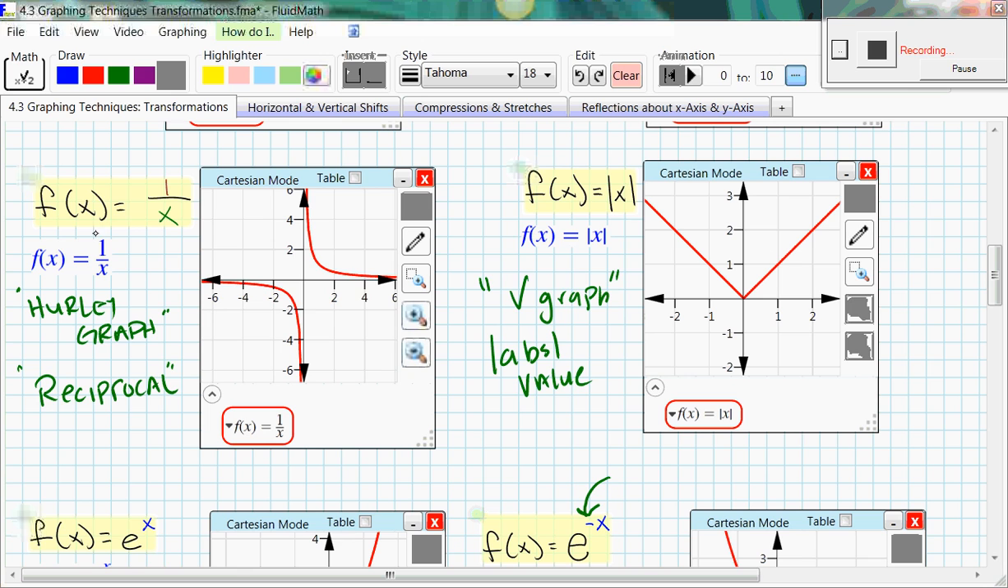The next graph that we're going to do, the next function, is f of x equals 1 over x. So 1 over x is called the reciprocal function. Here is the picture that's associated to the reciprocal function. Okay, and I'm calling this the Hurley graph, because if you've ever seen the Hurley logo, that's like it's a surf company, the Hurley logo.